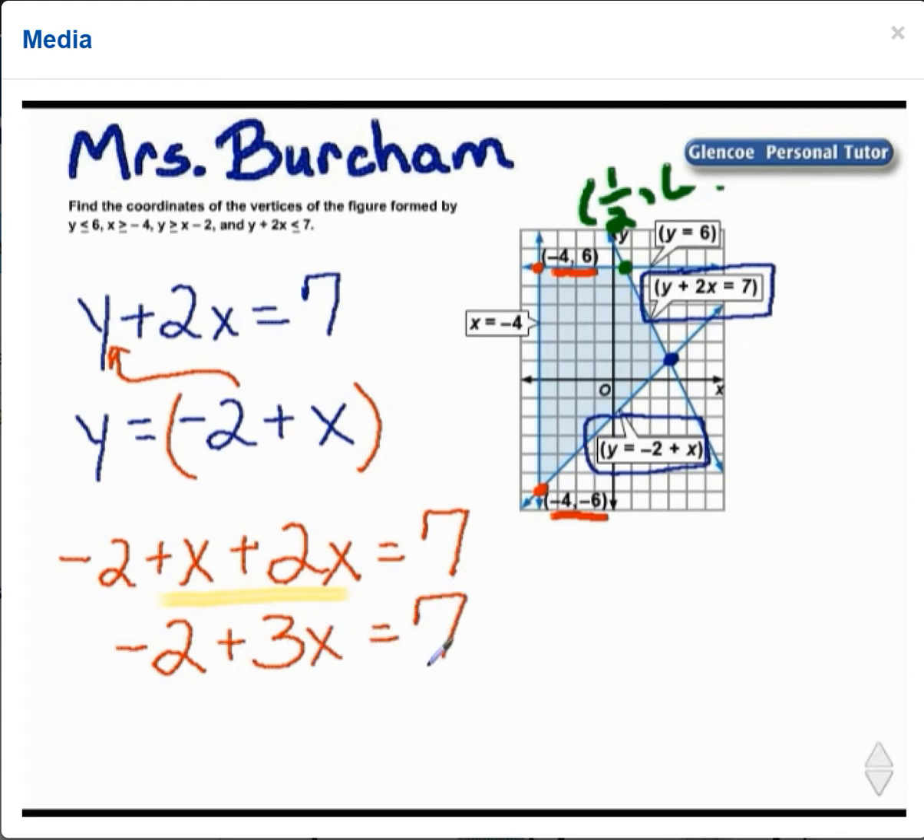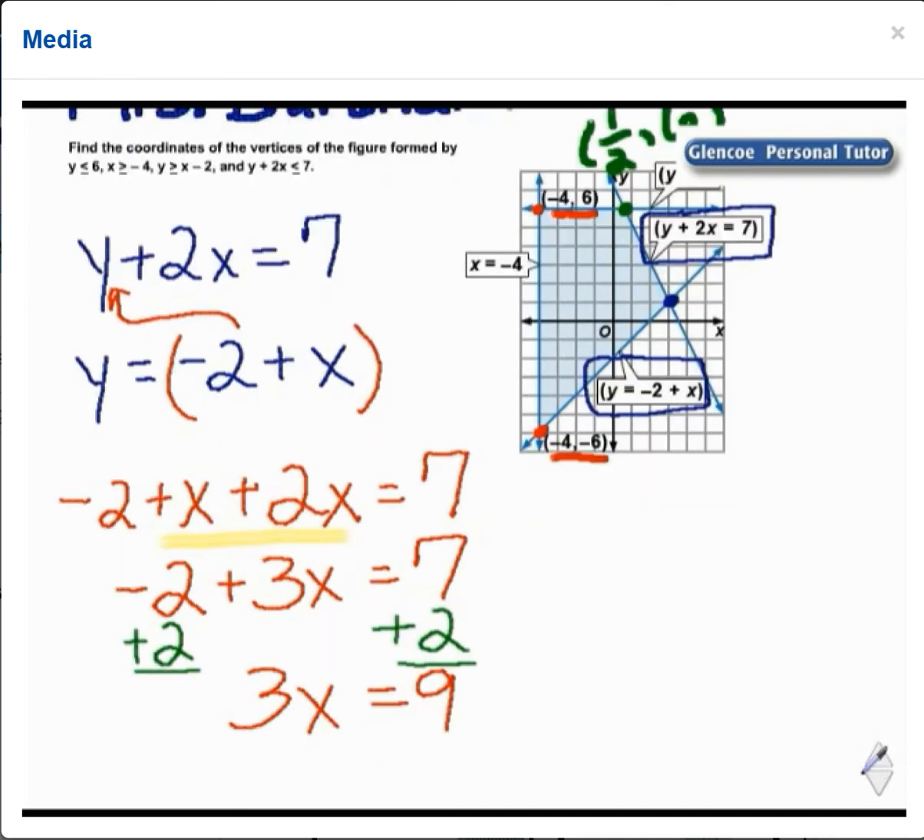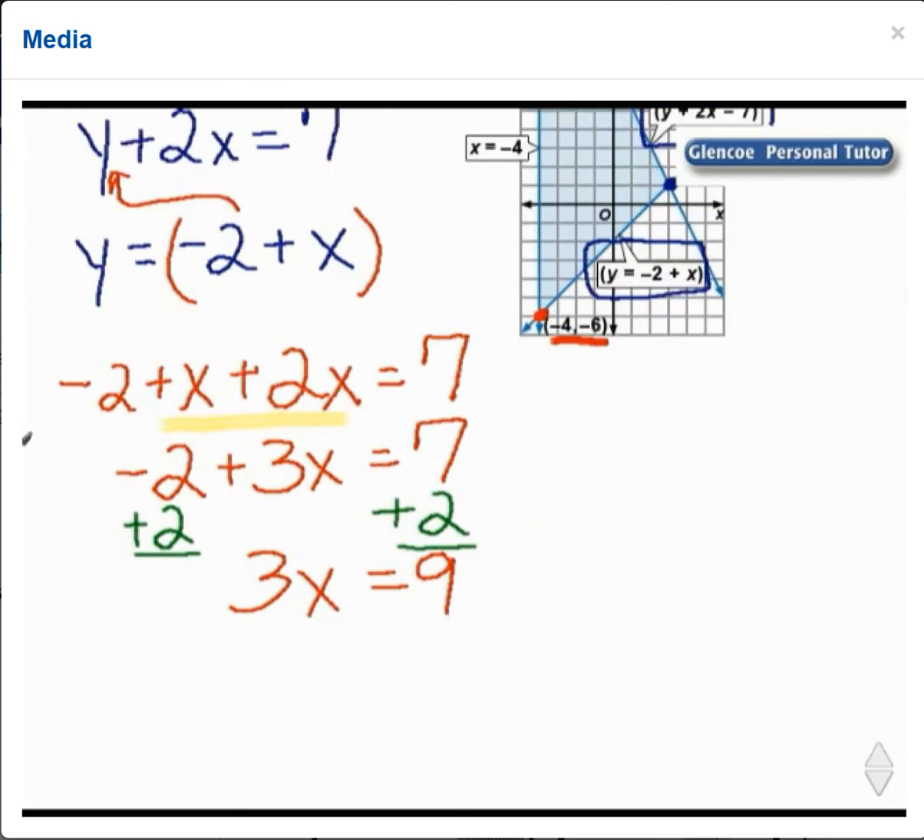Now in order to get the x by itself we need to add 2 to both sides. When I add the 2 to the 7 we're going to get 9. So I'm left with 3x equals 9. Now, to get the x completely by itself, we just need to divide both sides by 3. And when we do that, we get that x equals 3.